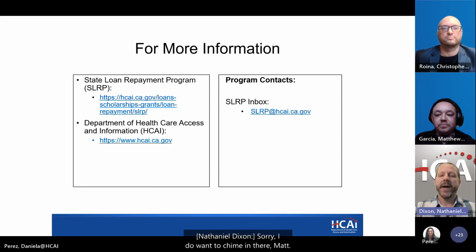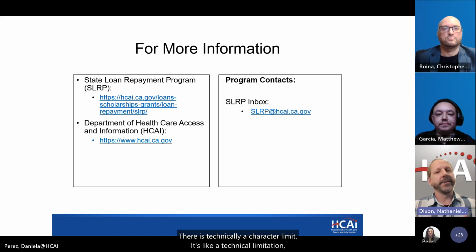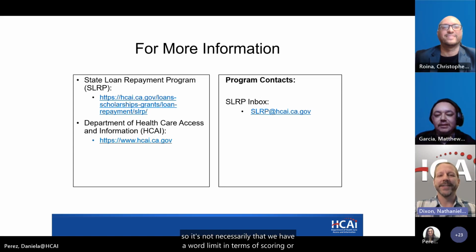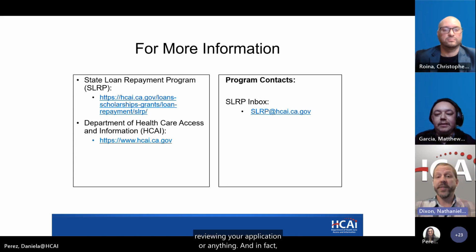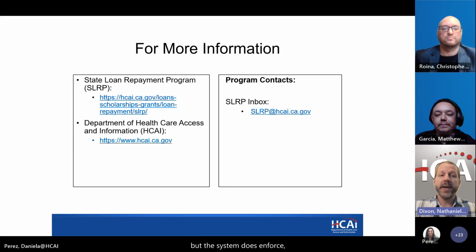Sorry, I do want to chime in there, Matt. There is technically a character limit. It's like a technical limitation. So it's not necessarily that we have a word limit in terms of scoring or reviewing your application. In fact, the description of duties isn't one of our scored criteria. This is used for reference and informational purposes. But the system does enforce a 4,000 letter character limit on the description of duties.